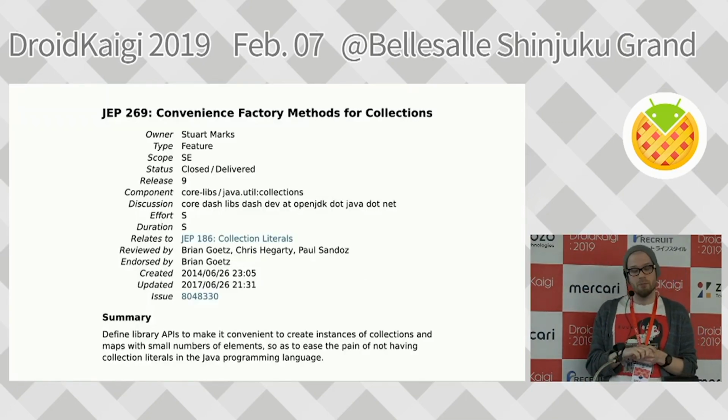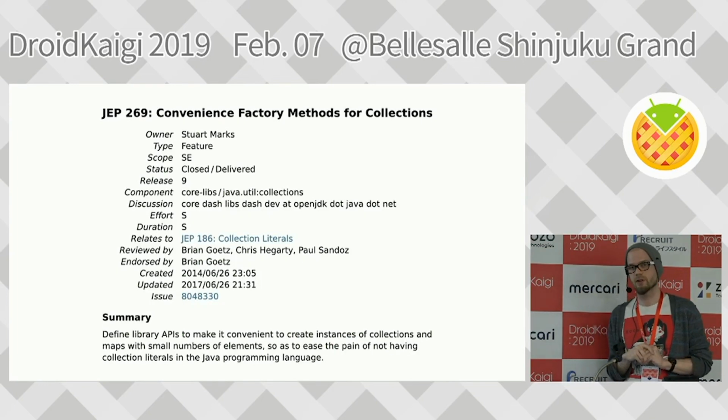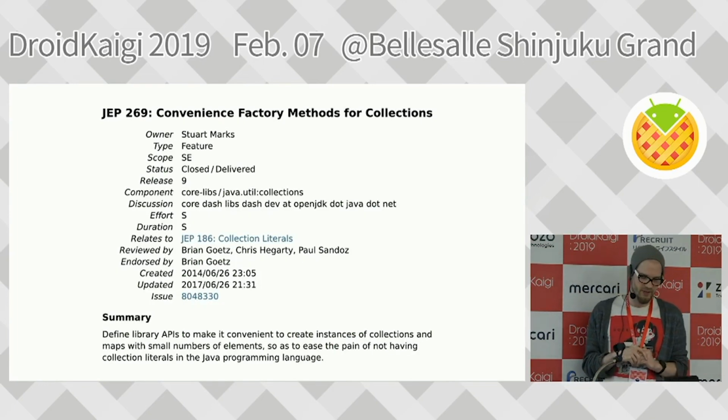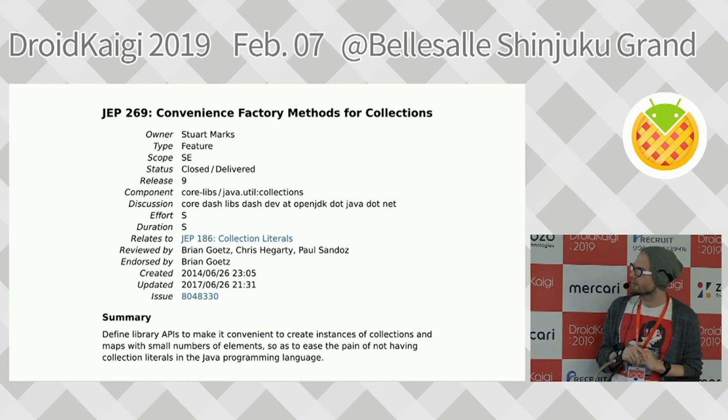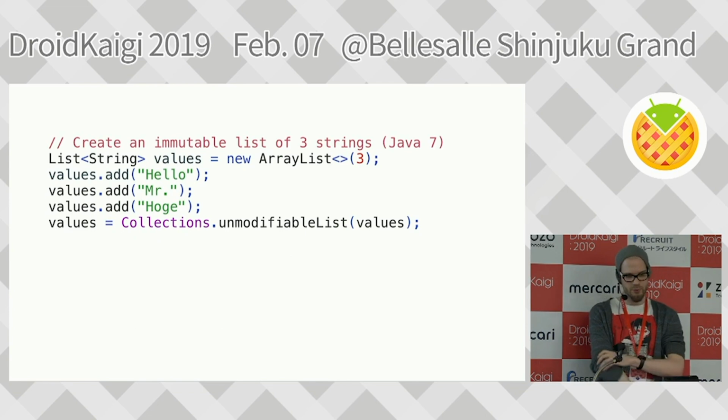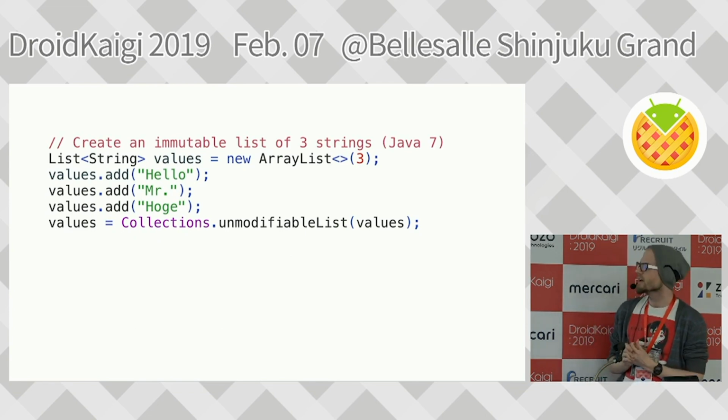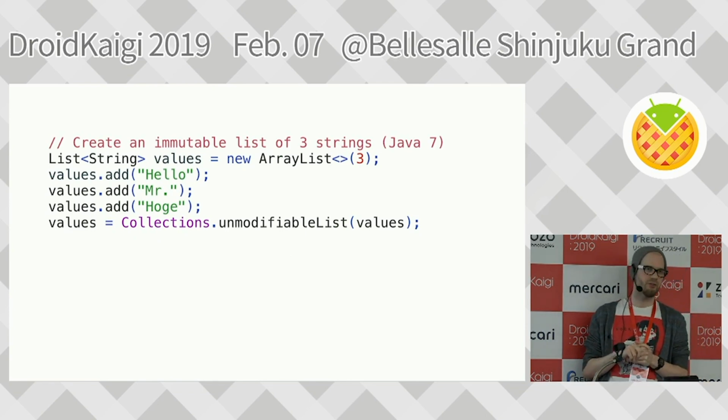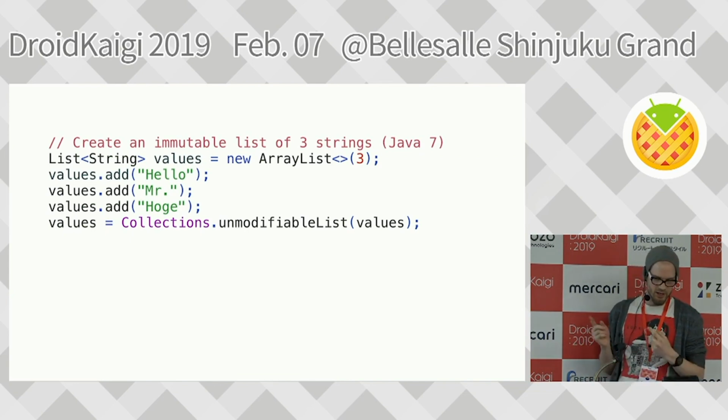This is a Java proposal for convenience methods for collections, and that was released in Java 9, which unfortunately we cannot use right now. You can see it says release 9, and it contains a couple of useful APIs. Just really quickly motivating why this is so cool. Say you want to create a list that has three strings, and it shouldn't be mutable. In Java 7, you'd probably use something like this: create a list, add the 3 things, and then call unmodifiable list, and then you cannot modify it anymore.